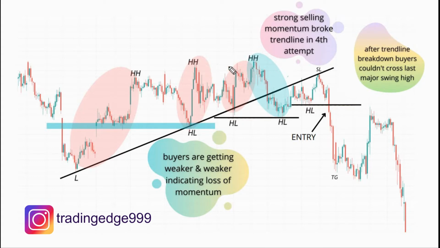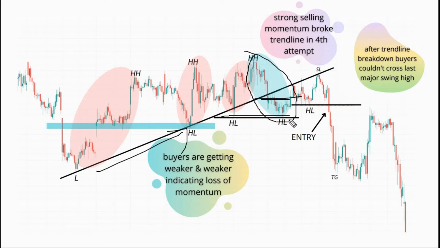Then for the first time we saw a strong selling momentum which broke this trend line for the first time in this uptrend. Okay, but we will not enter here because there is a swing low which is present here, from where buyers tried to push the prices towards the upside. So again buyers tried to defend this swing low, and again they tried to push the prices towards the upside.